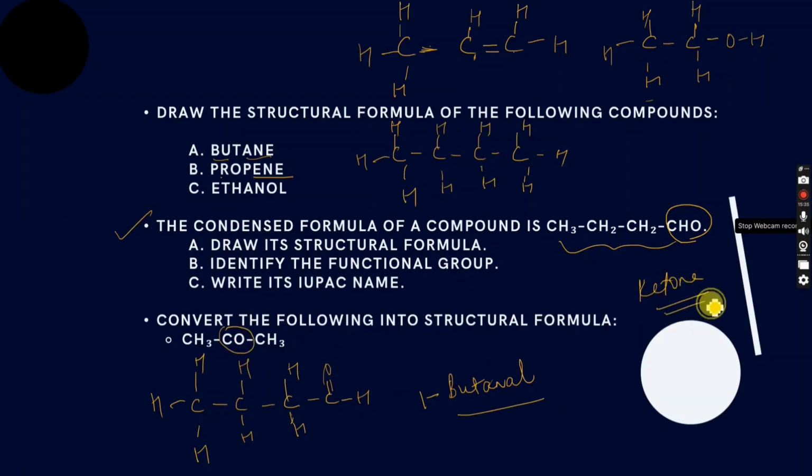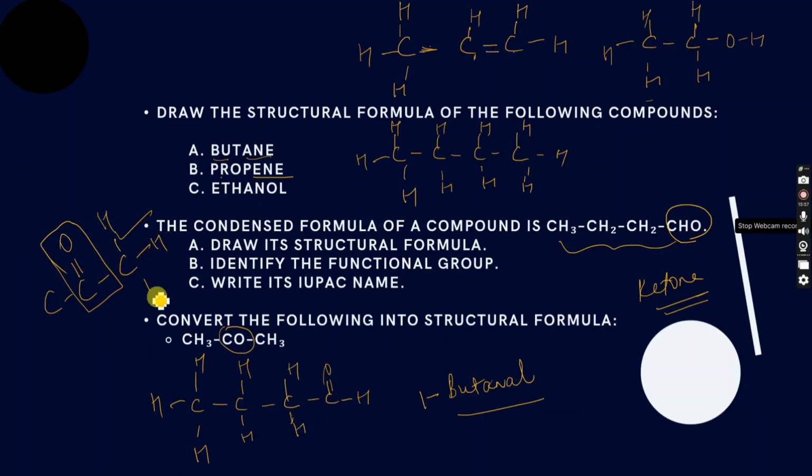So just directly draw the 3 carbons. Then for the ketone you have double bond O, so in between you'll put the O. This is the ketone group. And then the remaining ones we'll put hydrogen: 3 hydrogens for the right carbon, and another 3 hydrogens for the left carbon. So that's the structural formula for this compound.